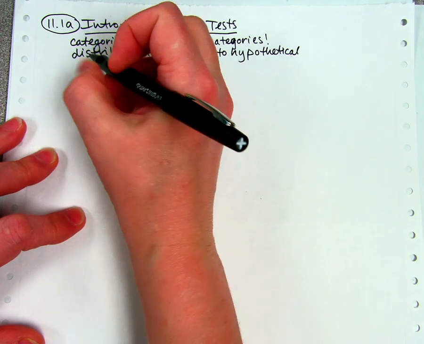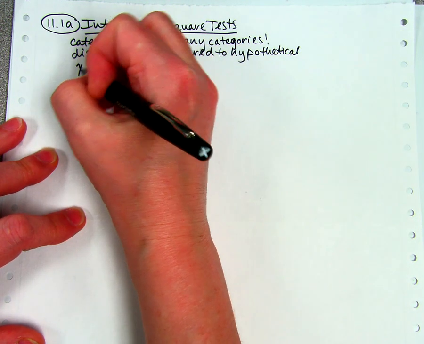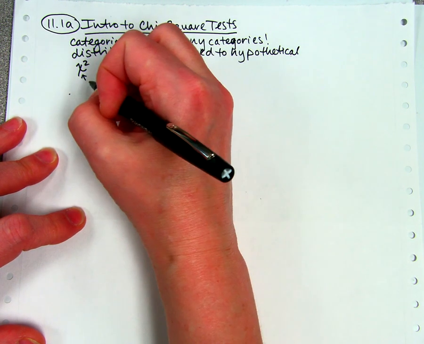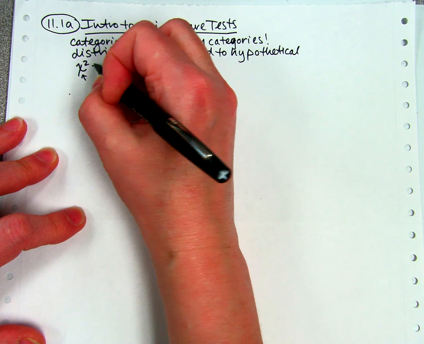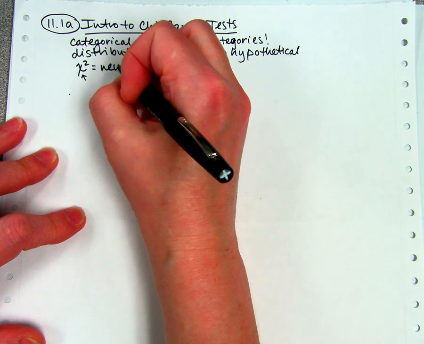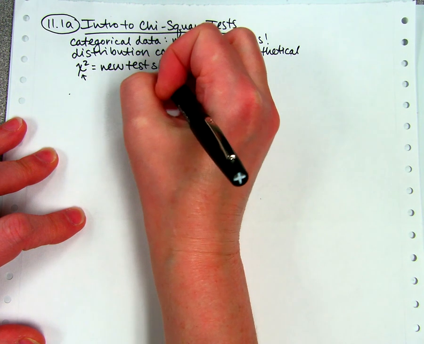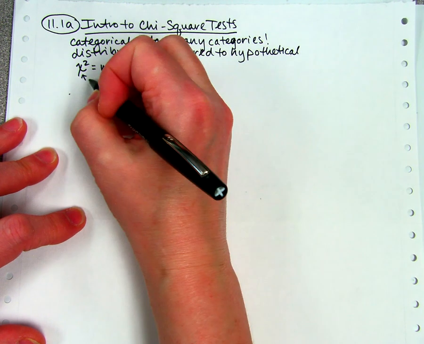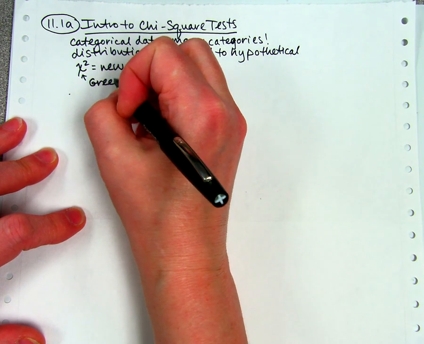And so we have a new test statistic that's called chi-squared. It looks like a fancy X, but it's the Greek letter chi. It's our new test statistic, instead of t or z. So it's the Greek letter chi.